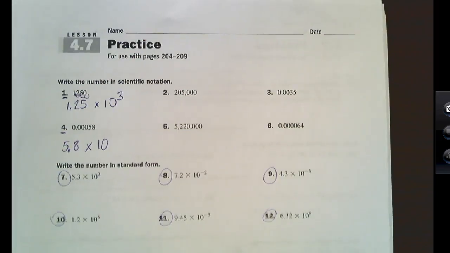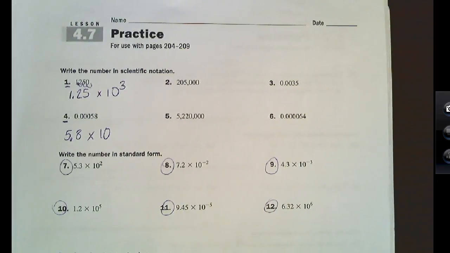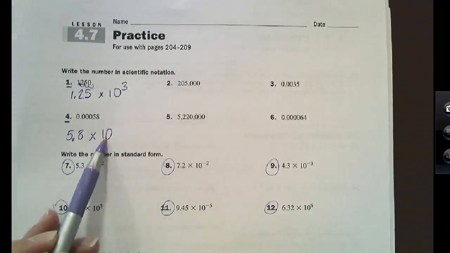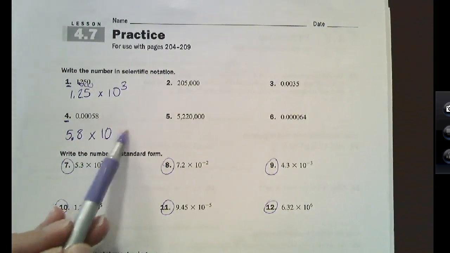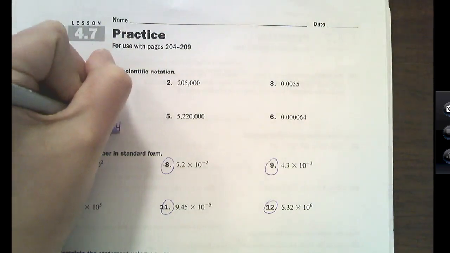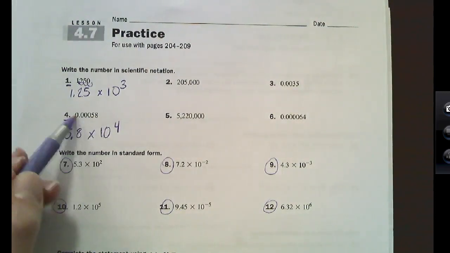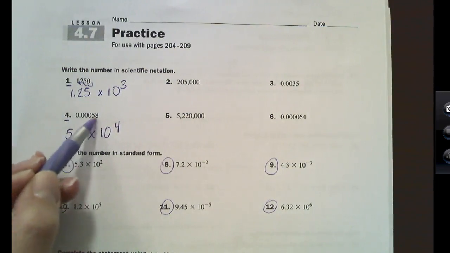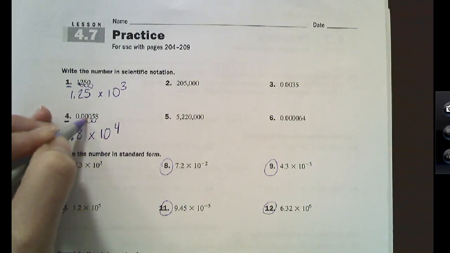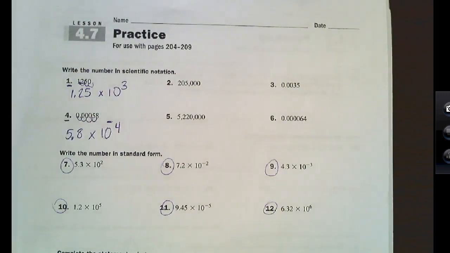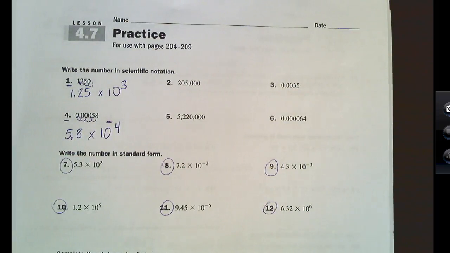And who can raise their hand and help me out with the power? Raise your hand if you can help me with that power. 5.8 is perfect. Okay, so we've got a base of 10. And what's the little tiny exponent? Go ahead. A 4, good. So it's 4 spaces. Now we have to see, did we move to the left or to the right? We moved to the left, right? So is going to the left positive or negative? Negative. So it's going to be a negative 4. Yes, sir. Go ahead. Yeah, just go ahead and go.